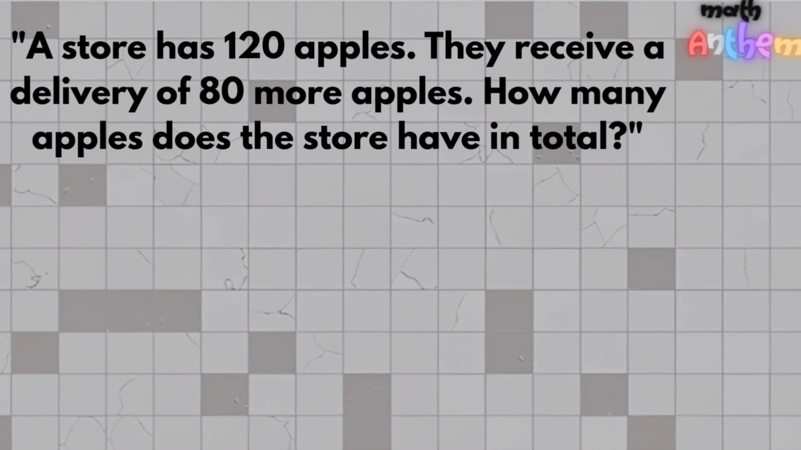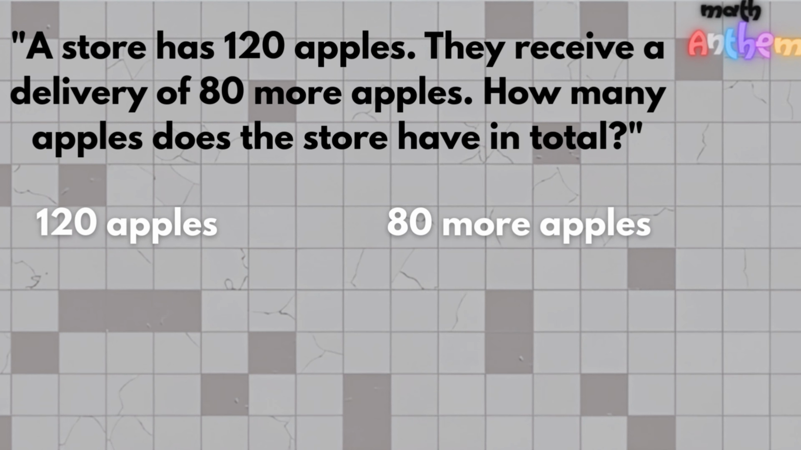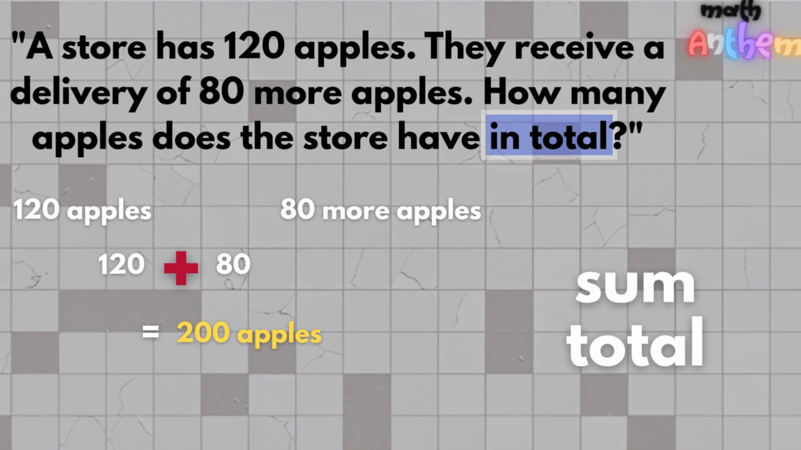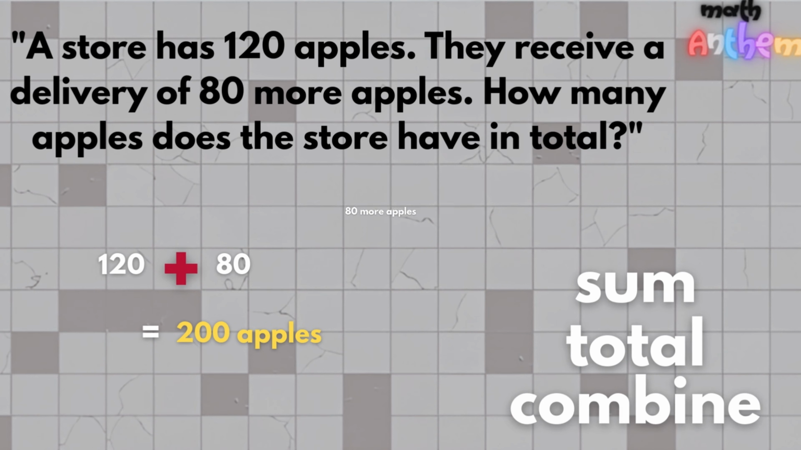In this problem, the store starts with 120 apples and then receives 80 more apples. The word in total is telling us to add these two amounts together to find the final total. So we add 120 and 80, resulting in 200 apples. This is a typical addition problem where we are looking for the sum or total, and the key phrase in total makes it clear that we need to combine the amounts.